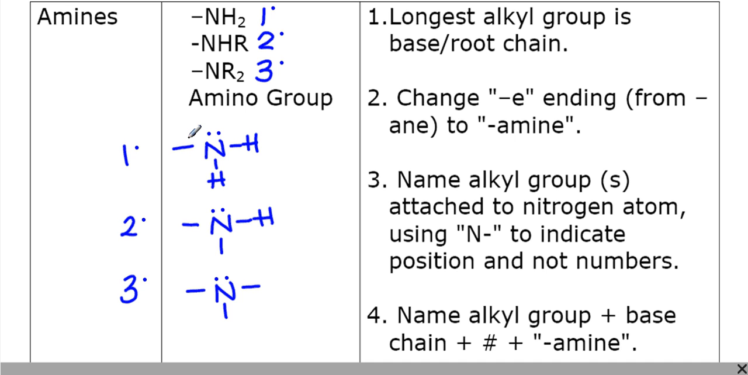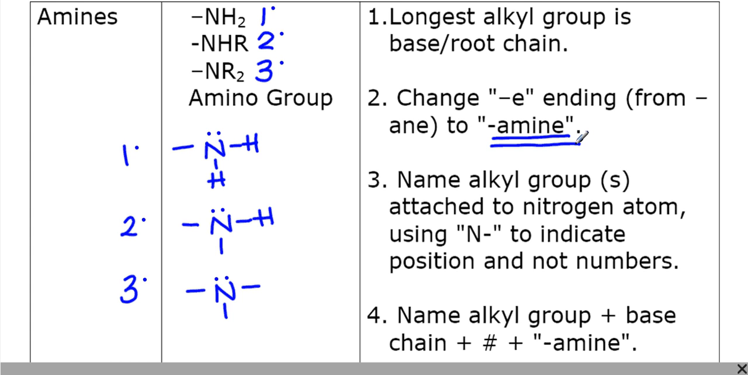First thing you need to do, find the longest alkyl group, and it's going to be the base chain. If you've got more than one carbon attached, whichever one is the longest becomes the root name. For primary, you'd only have one attached, so it doesn't matter. That automatically will become the root chain. If it normally ends in ANE, if you named it like a hydrocarbon, get rid of the A, and you're going to put on amine at the end.